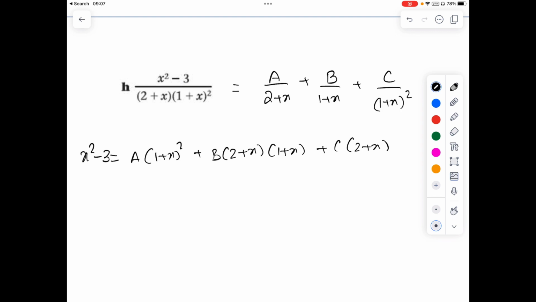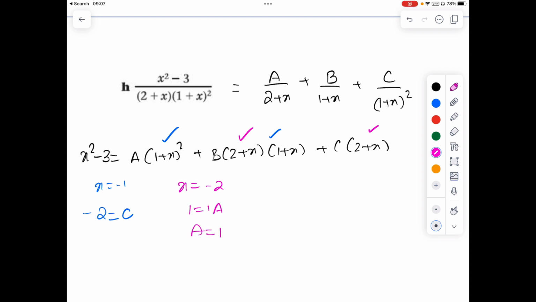Now what am I going to do? I am going to plug in x equals negative 1. So negative 2 equals C, because when I plug in negative 1, A and B become 0. Then I plug in x equals negative 2. This makes B and C 0. So I will be getting 1 equals 1A, or A equals 1.